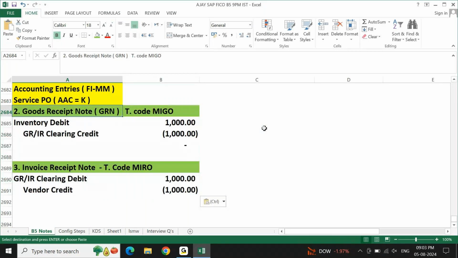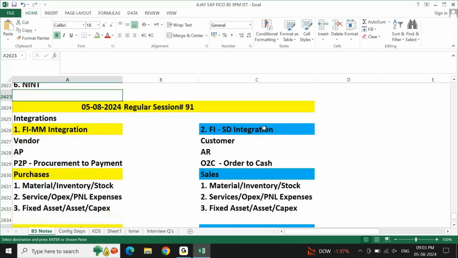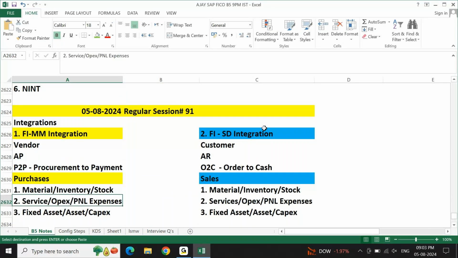At the time of goods receipt or MIGO, since this is not a material, this is a service. If you scroll up, we have listed something. When you're talking about a service, we understood service is nothing but CapEx, OPEX. OPEX is nothing but a P&L account, expense, GL account. Everybody knows what are P&L expenses. It can be rent, it can be stationery, it can be any other expense. In short, it is a P&L expense account which is represented as a service.